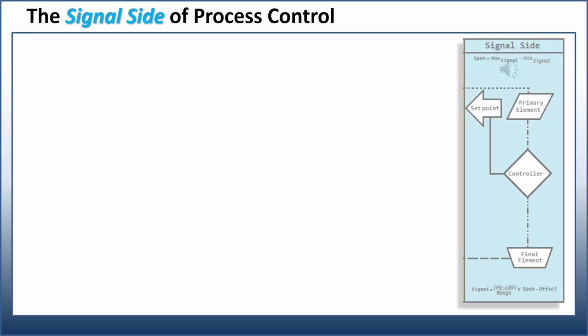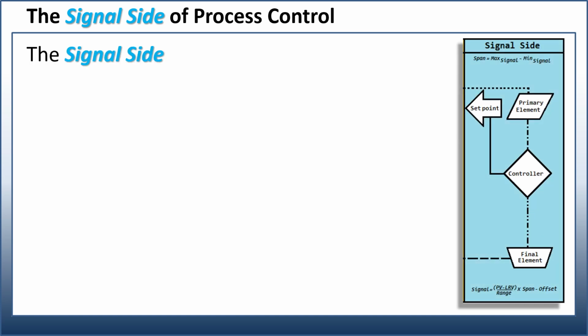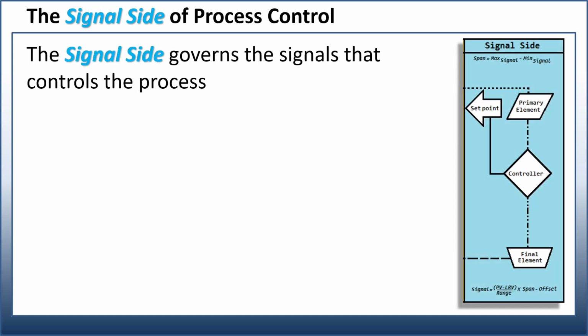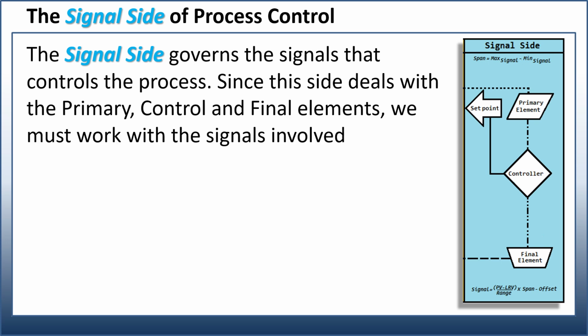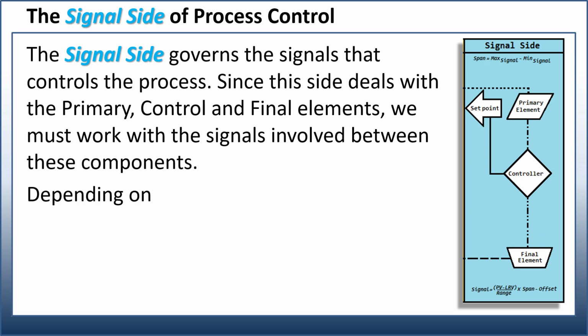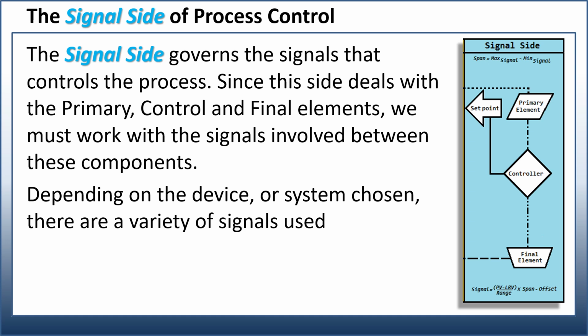Now let's take a look at the signal side. The signal side governs the signals that control the process. Since this side deals with the primary, control, and final elements, we must work with the signals involved between these components. Depending on the device or system chosen, there are a variety of signals used.